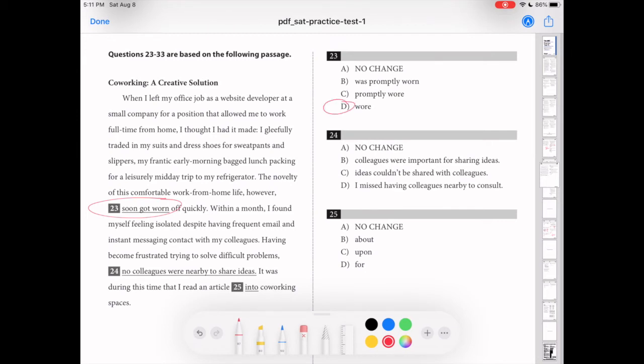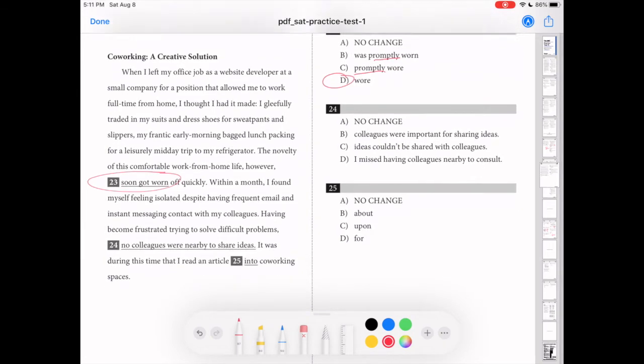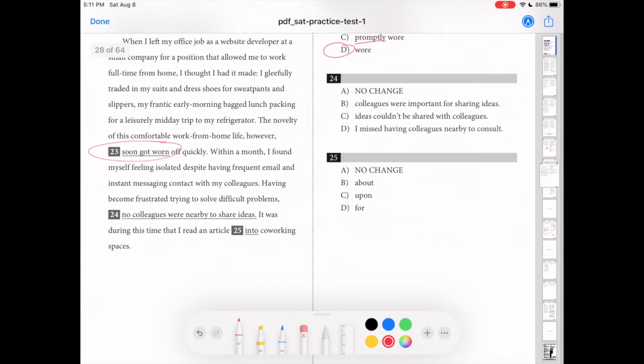B and C both use the word "promptly" to describe how quickly the feeling wore off. Nice info, I guess, but totally unnecessary and definitely extra. That makes D correct.